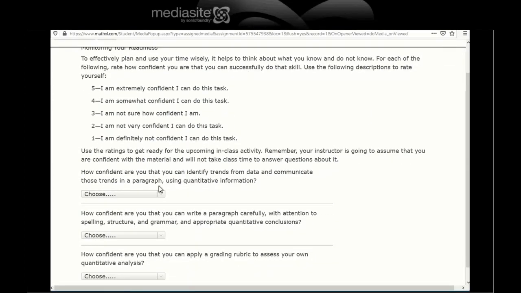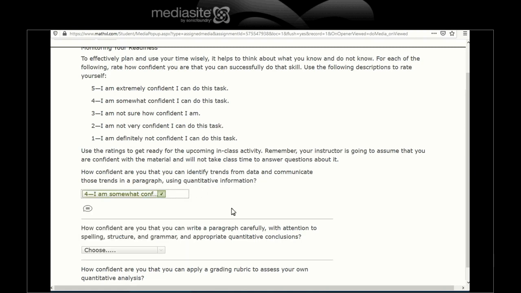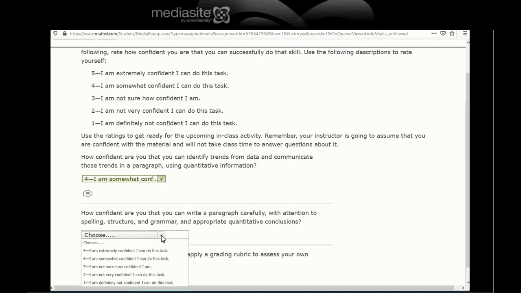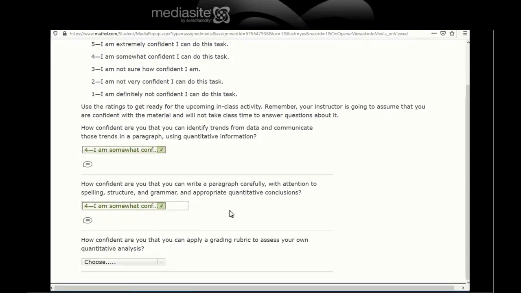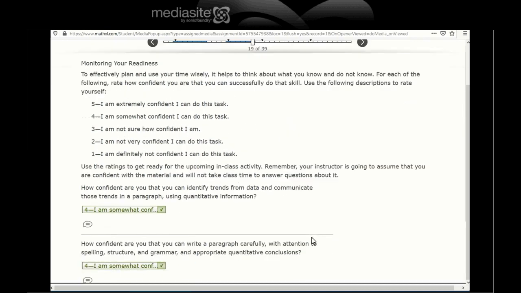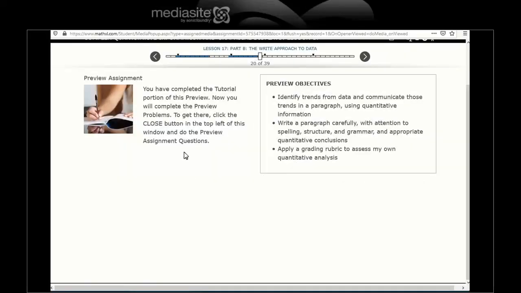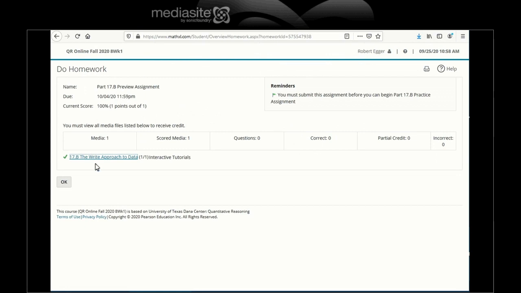Let's see, self-evaluation. How confident are you that you can identify trends from data and communicate these trends in a paragraph? Somewhat confident. That I can write a paragraph carefully with attention to spelling, structure, and grammar. Thank goodness for spell check. How confident are you that you can apply a grading rubric? Actually, I'm pretty good at that one. So that's me. Do yourself. And that's what we did. And that is the approach for the interactive tutorial for the right approach to data. No questions.